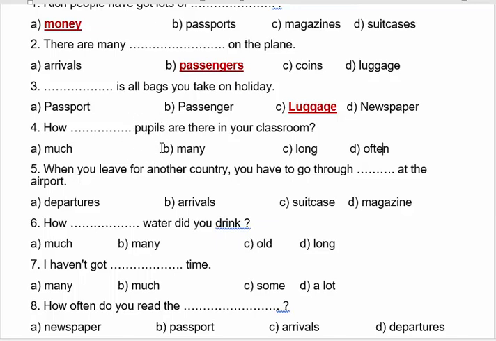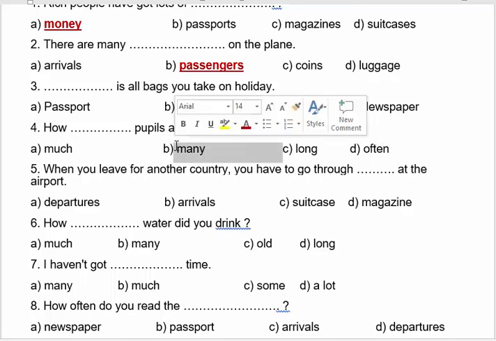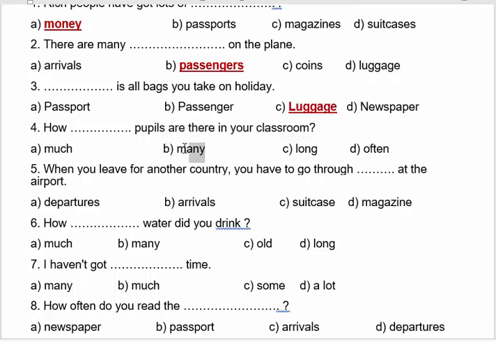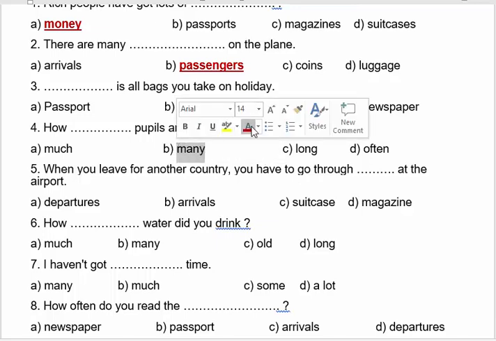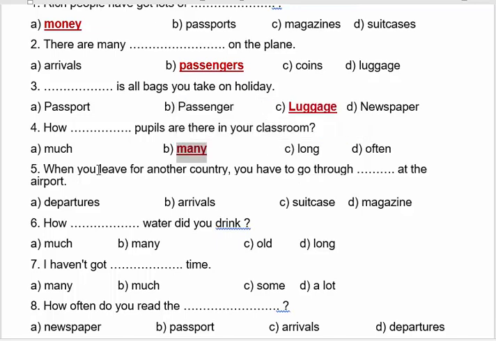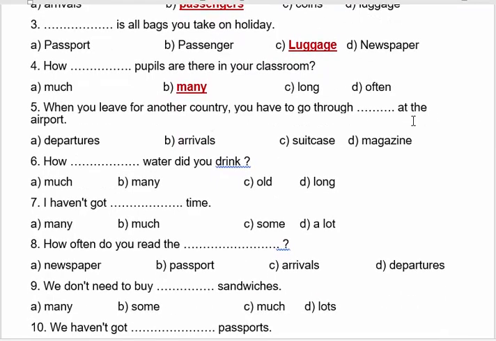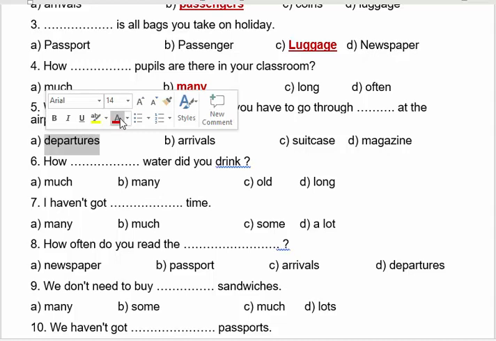Pupils are countable nouns, so it will be how many. How many pupils? Because with many, we use countable nouns, so plural countable nouns. Okay, number 5, when you leave for another country, you have to go through blank at the airport. Departures, arrivals, suitcase, magazine. When you leave for another country, you have to go through departures at the airport. The answer, departures.